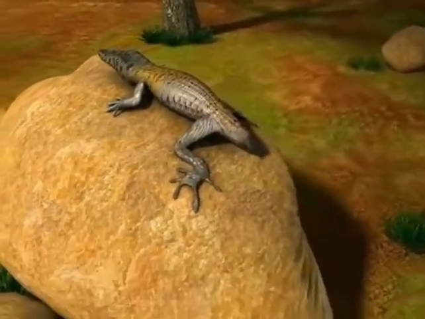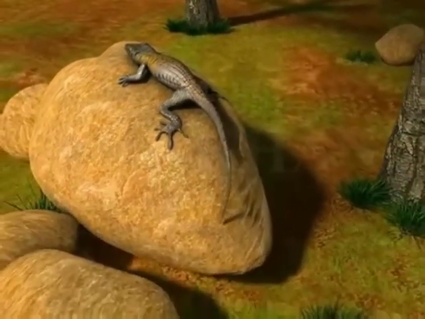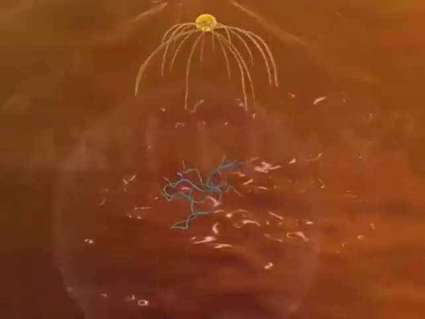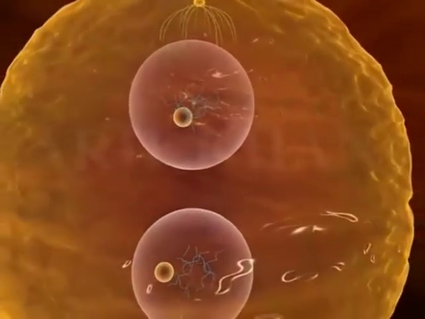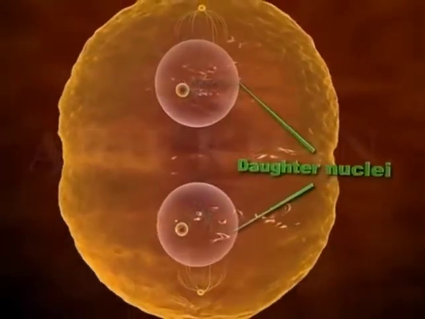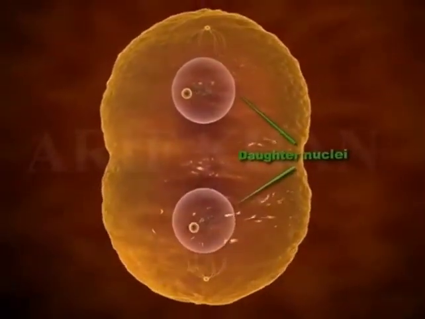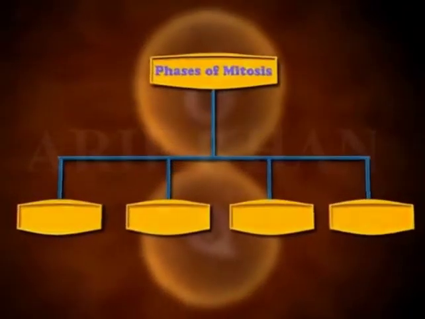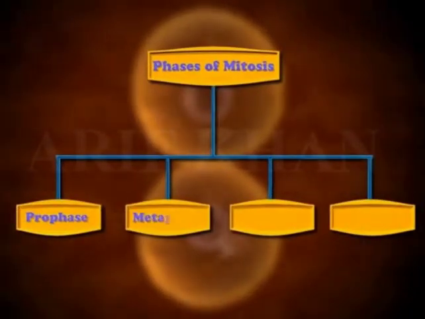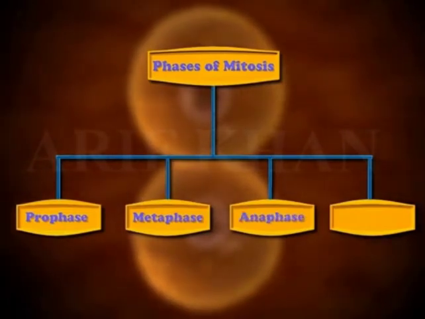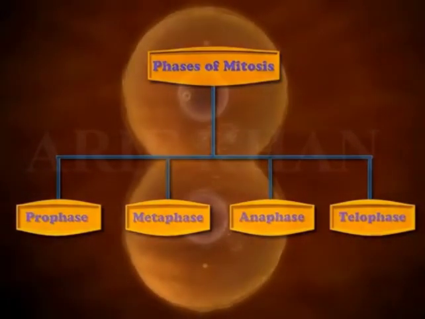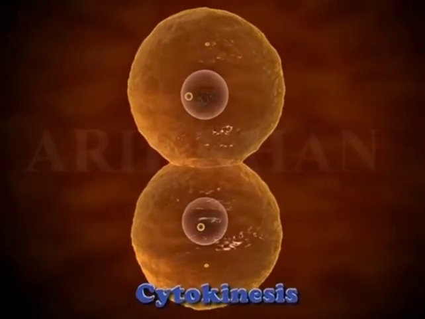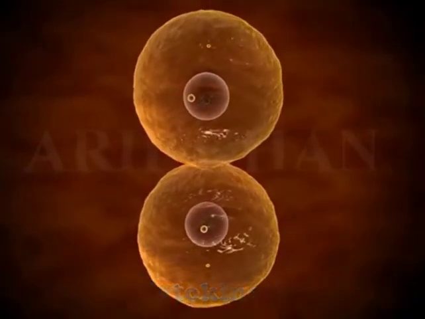Mitosis is the process of cell division that makes possible the regeneration of body parts. This aim is achieved when the nuclear chromosome separates to form two identical daughter nuclei. This whole process is divided into four key phases: prophase, metaphase, anaphase, and telophase. An additional phase known as cytokinesis occurs after a complete nuclear division.